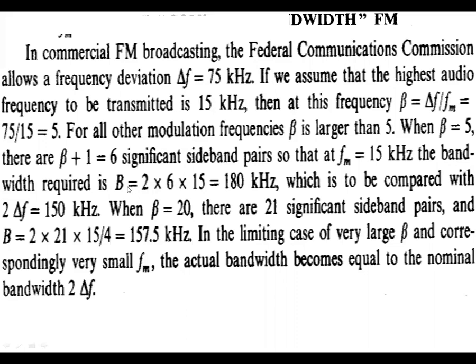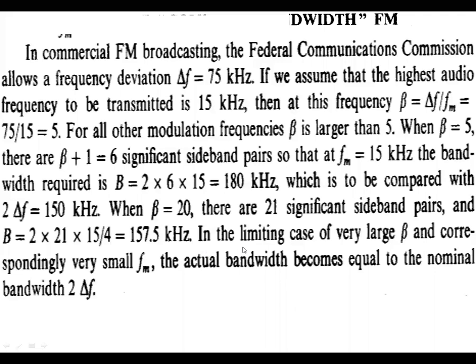What about the original bandwidth here? 180. But even when beta is equal to 20, this is 157.5. So at beta equal to 5, what is the bandwidth? 180. At beta equal to 20, a reduction factor of 4 is added here. That's why the bandwidth reduces to 157.5 kilohertz.